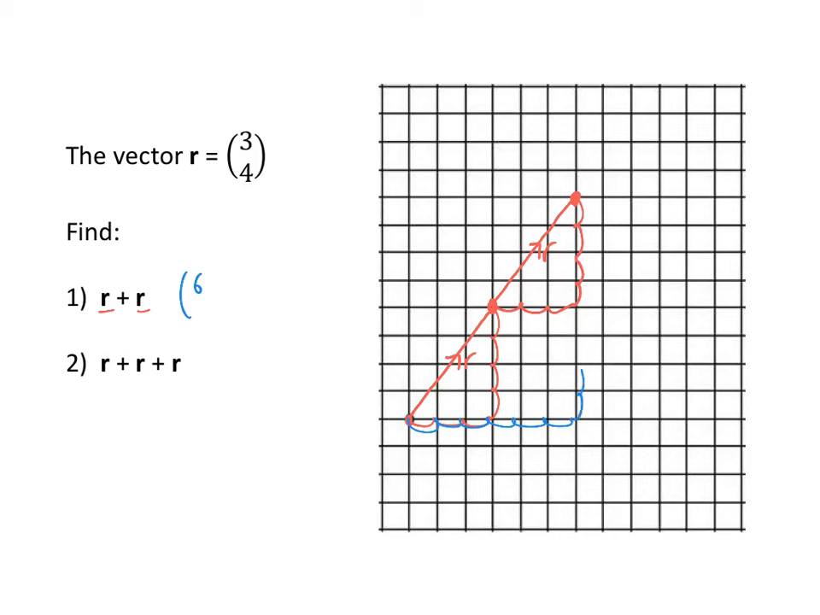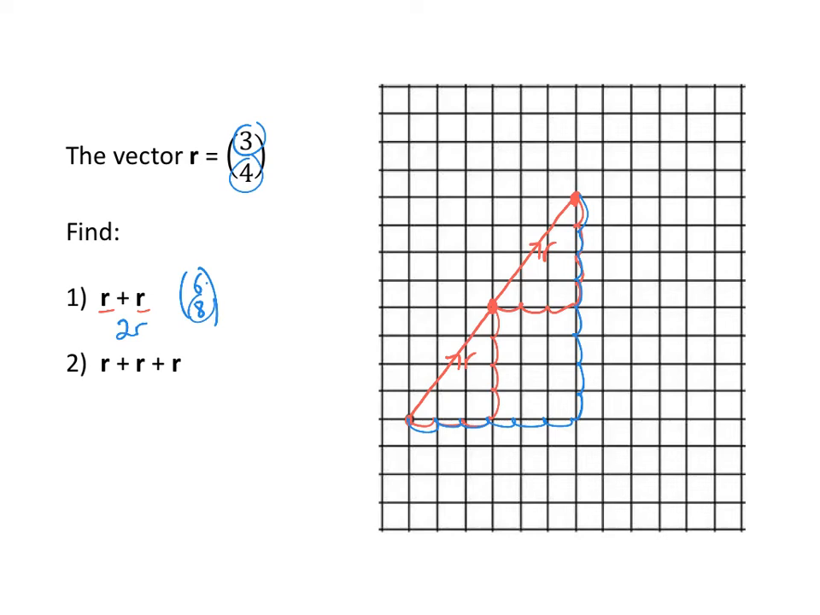And then 1, 2, 3, 4, 5, 6, 7, 8 up. What you may notice is that actually all that's happened is that I have doubled the top number. So I've doubled the 3 to get 6, and I've doubled the 4 to get 8 there. So r plus r is the same as 2r.